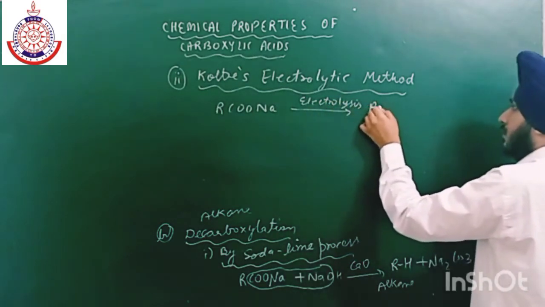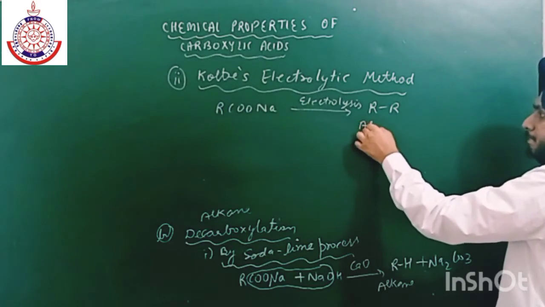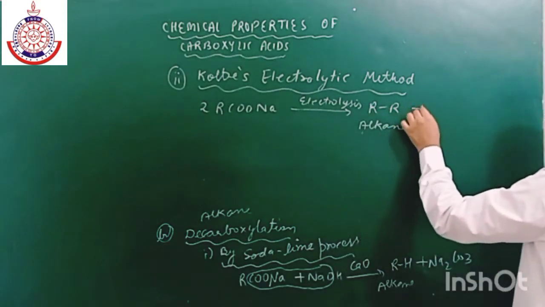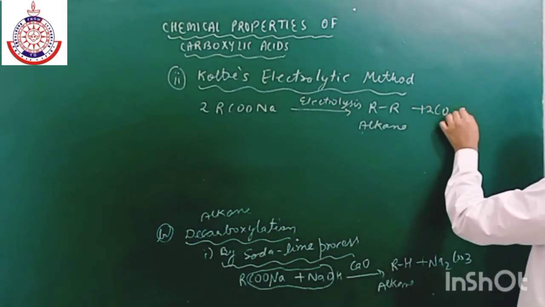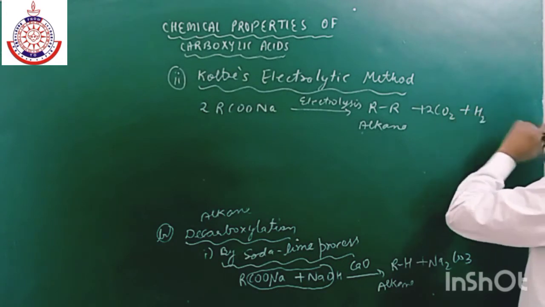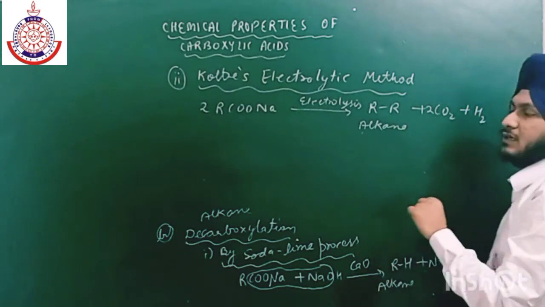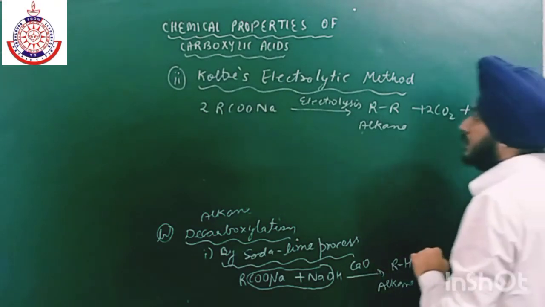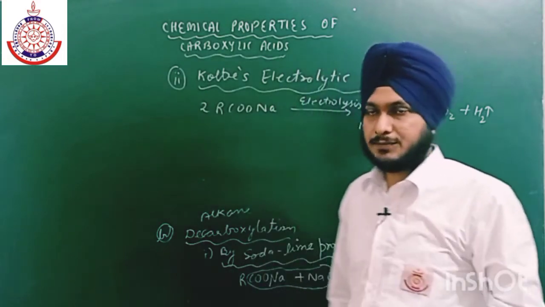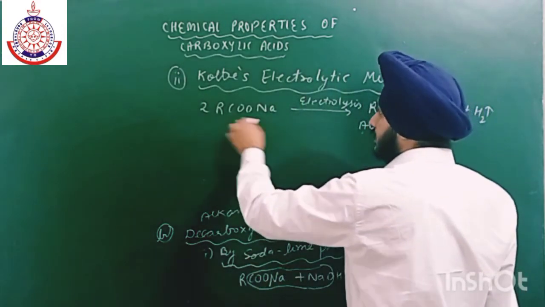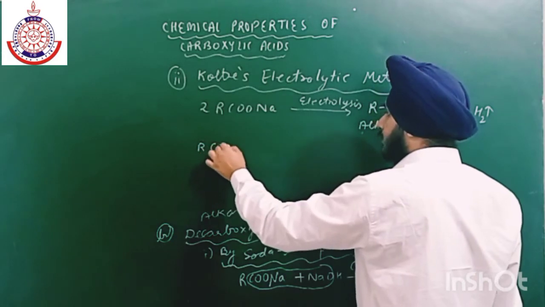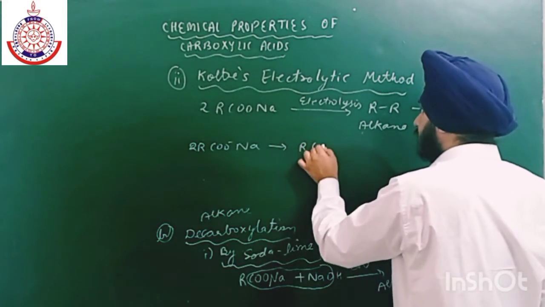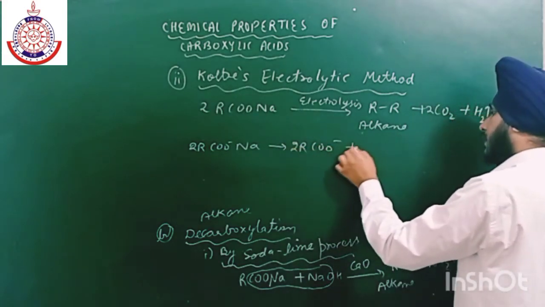are R-R, an alkane, CO2, and hydrogen gas, and the sodium will remain in the solution. So these are the products. Now how can we get these products? At the anode, this group will break. Firstly, this group will break like this, because it is an electrolyte, so it will break like this.